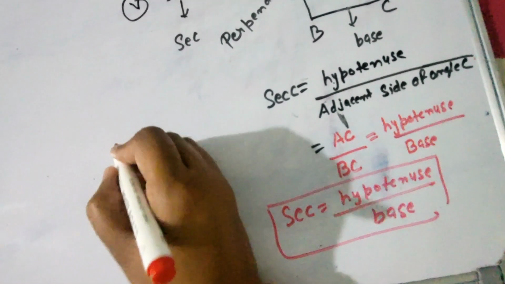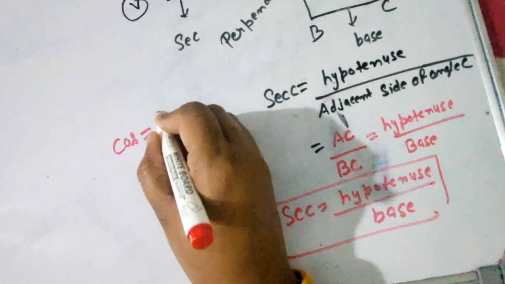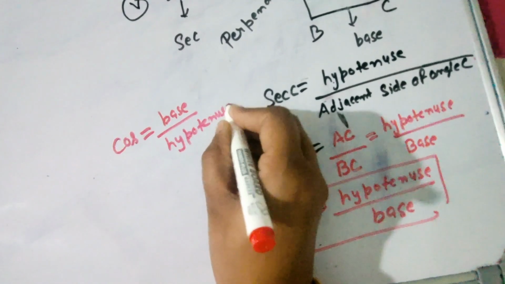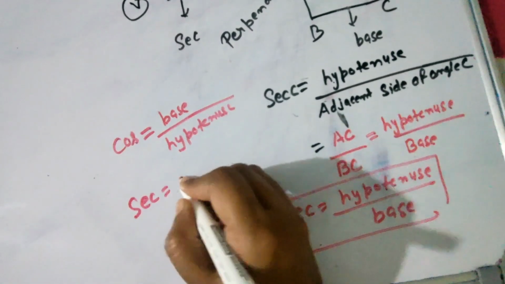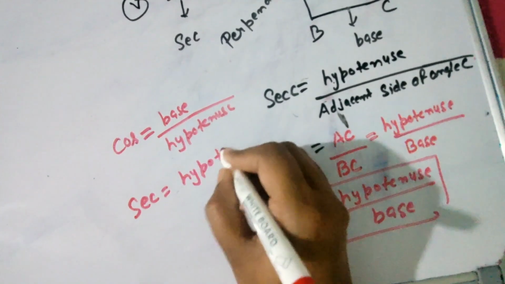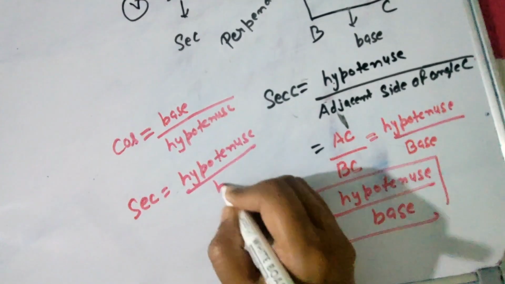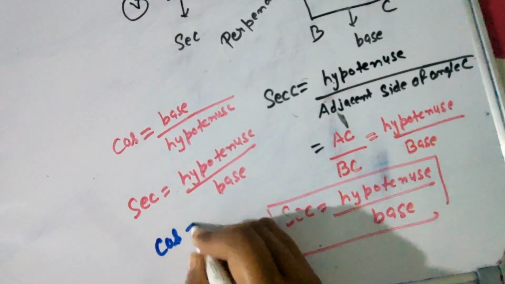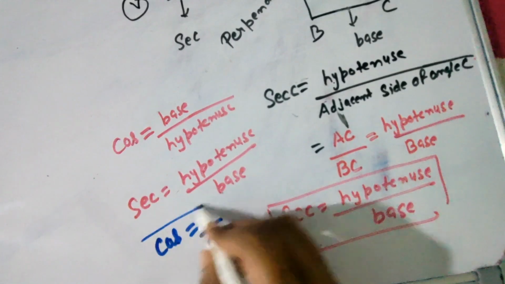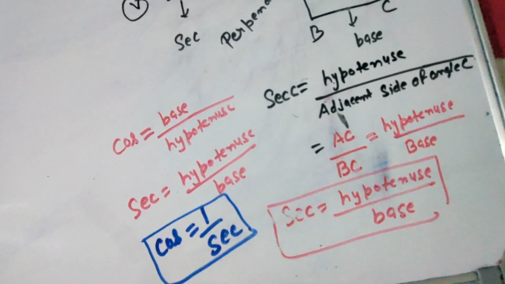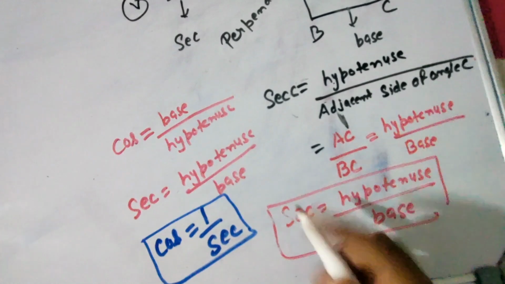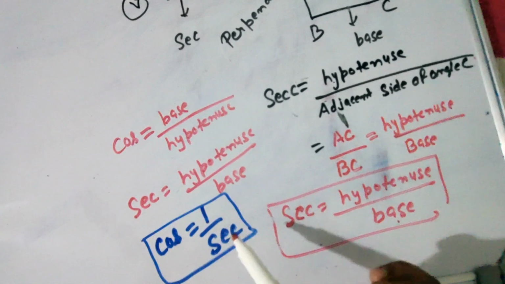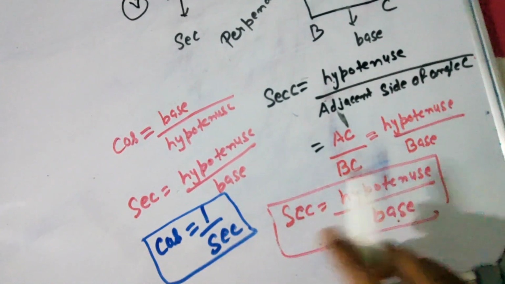Then here the cos formula is base by hypotenuse, but the sec formula is hypotenuse by base. Means cos equals 1 by sec. Sec formula is hypotenuse by base, but cos formula is base by hypotenuse. Means cos is just the inverse of sec.